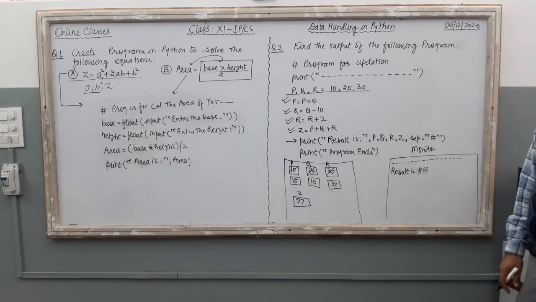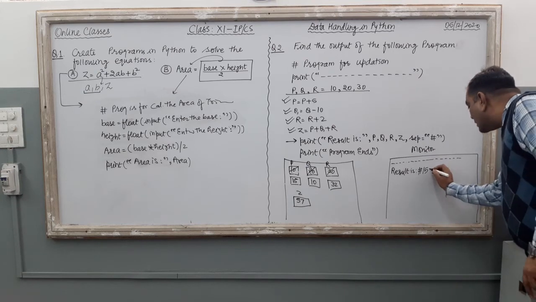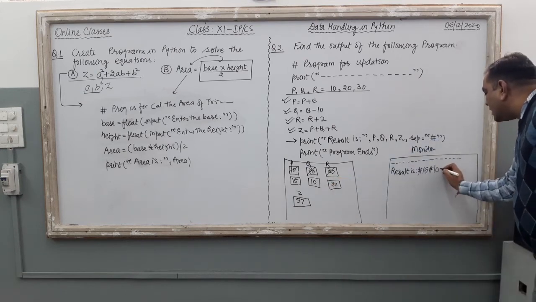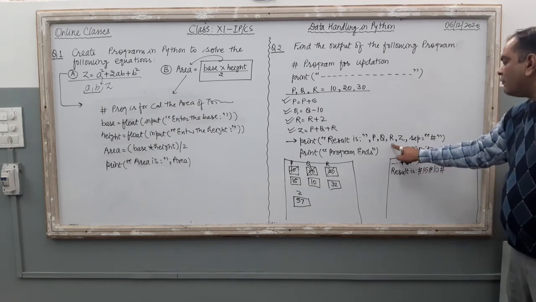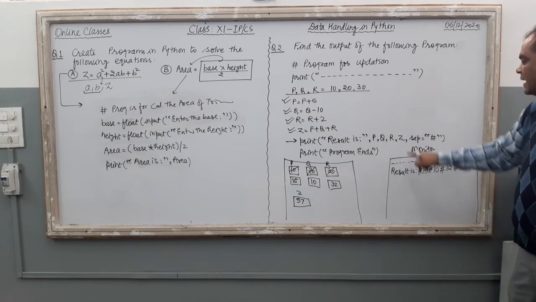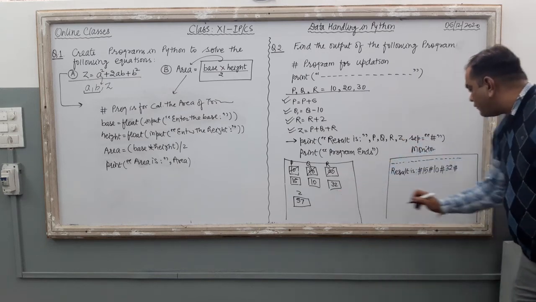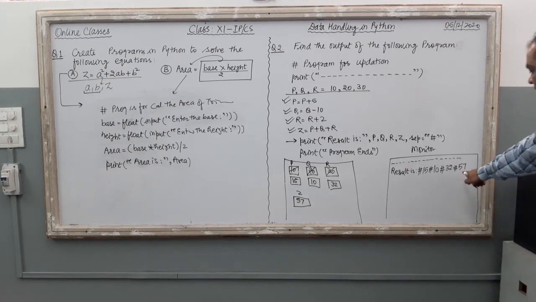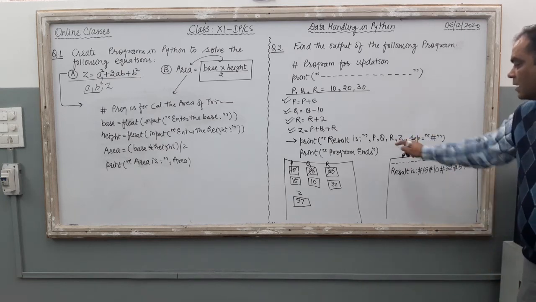15 is there. Then the value of Q. What is the value of Q? The latest value of Q is 10, so 10 is there on the monitor. Then again hash. Value of R is 32, it is there on the monitor. Again hash. Then the value of Z is 57, so 57 is there on the monitor. Right? This is the output of this print command.